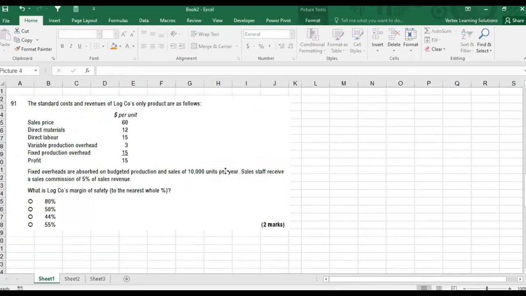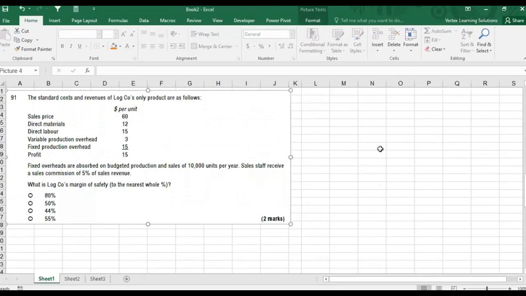Next is your question number 91. This is again about margin of safety, and margin of safety is your CVP analysis, break-even analysis. Now, what is margin of safety? I need to listen from you people. Somebody should explain me what is margin of safety. Why do we use it? How does it help us? Yes, please. Your time. Let's first discuss margin of safety.